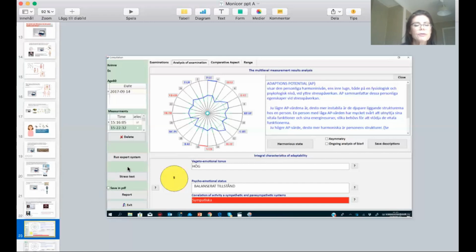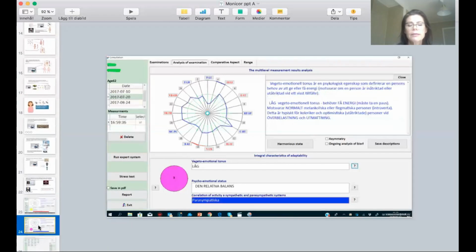And also here you can run different systems. There's so much information, I'm not going to go through it all right now. And this is the same also after a differential evaluation. The first evaluation you do, and another person, she had a pretty low adaptation potential. She's down in the pink, and her nervous system, in this case her parasympathetic nervous system, is the one that has too much energy, and her vegeto-emotional state is low.